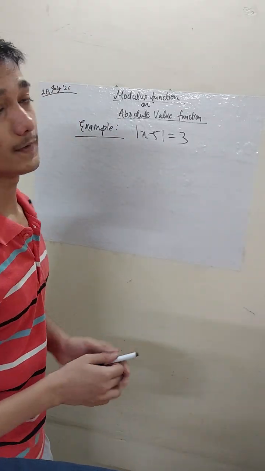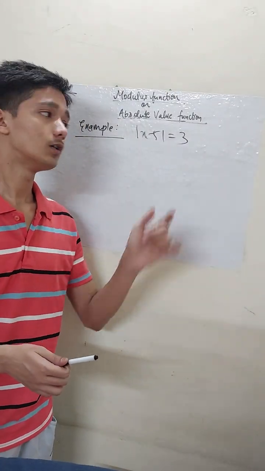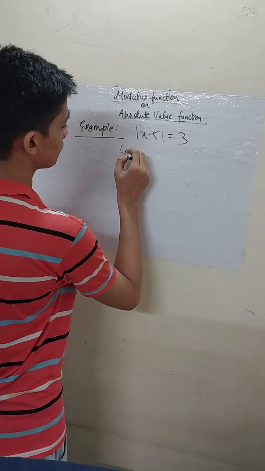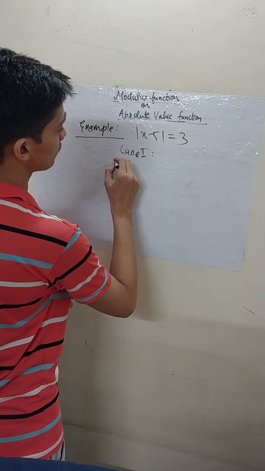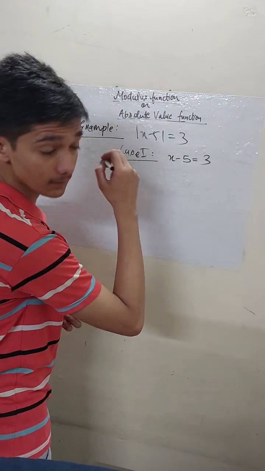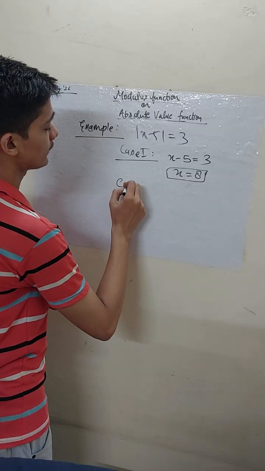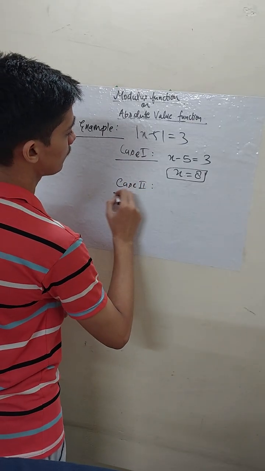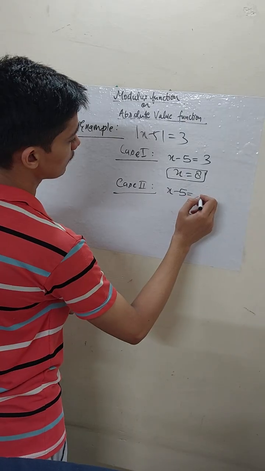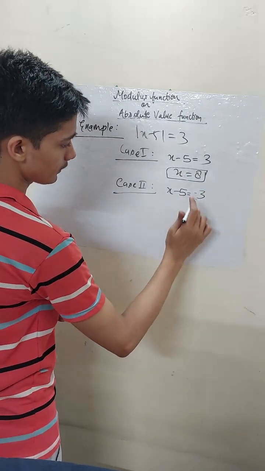And to do this question, we create two cases. In case 1, we put 3 as it is, which means x is equal to 8. In case 2, we get x minus 5 is equal to minus 3.